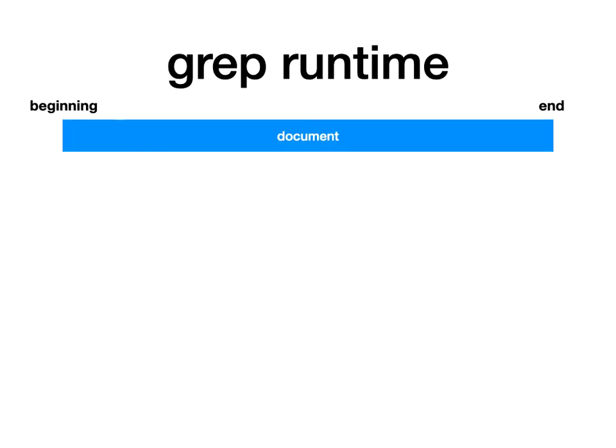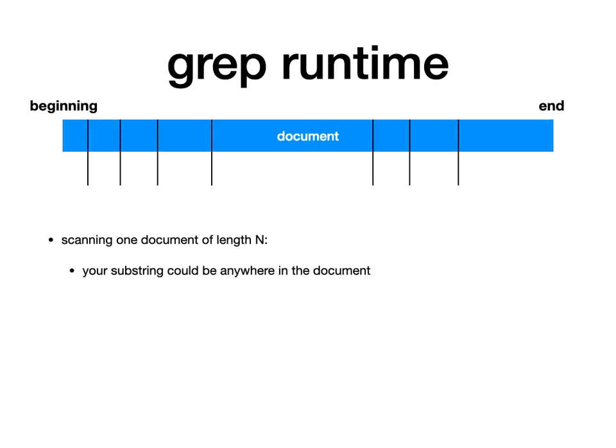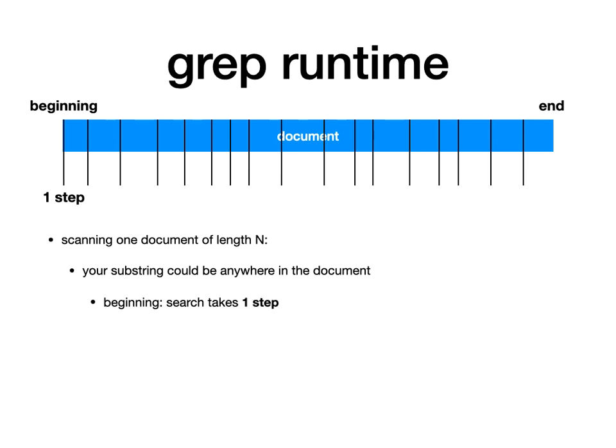From the beginning to the end of a document, scanning one document of length n, number of things in it, right? Your substring, the thing that you are looking for, could be anywhere in the document. We don't know, right? But at the start, when we're starting to search through a document, we're not sure if the word is there or not. So if the word's at the beginning of the document, hey, it takes one step. We got it in one. Great. Easy. But if it's at the end of the document, it takes n steps.